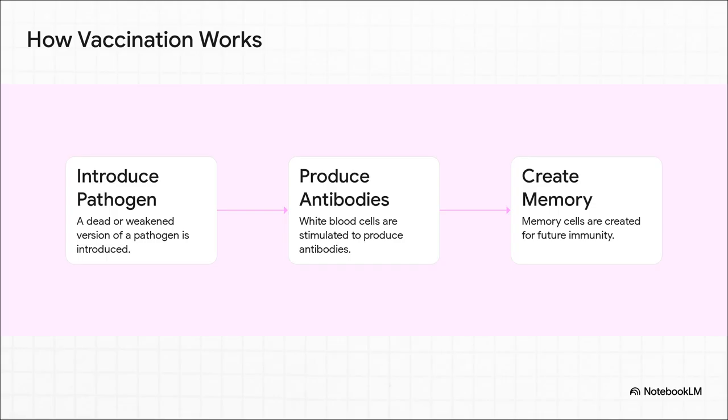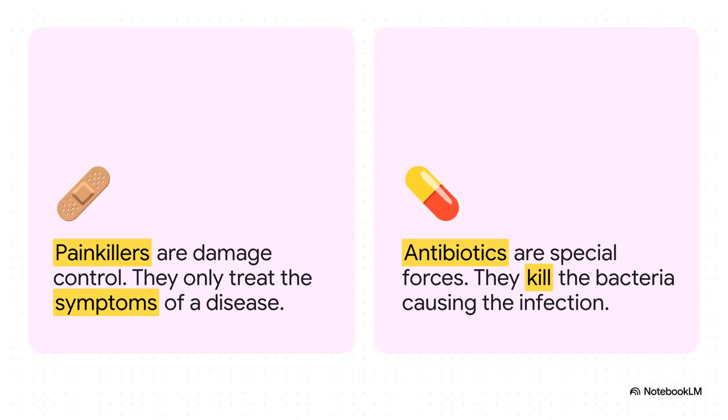And here's the most important part, step 3. Your body creates memory cells. These guys remember the enemy. So if the real, dangerous pathogen ever shows up, your army is already trained, armed, and ready to launch a massive, super fast attack. Now, what if we do get sick?